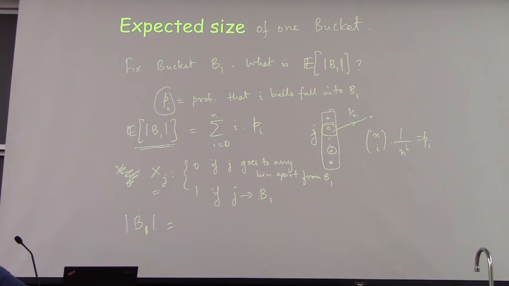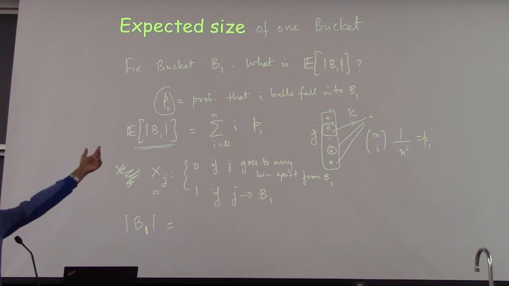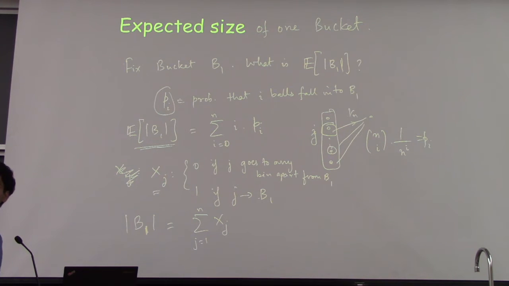Yeah, so does everyone see this? So xj is either 0 or 1 depending on whether j is in B1 or not. So the size of B1 is exactly the number of xj's that are equal to 1. In other words, it's just the sum over j equals 1 through n of xj. Okay, so this is what we have.